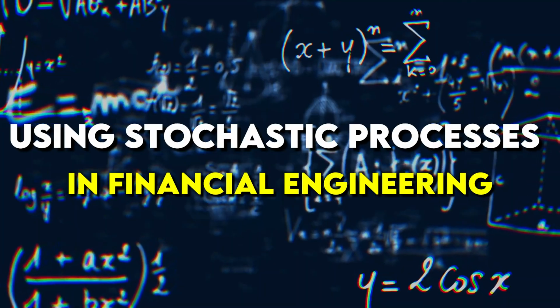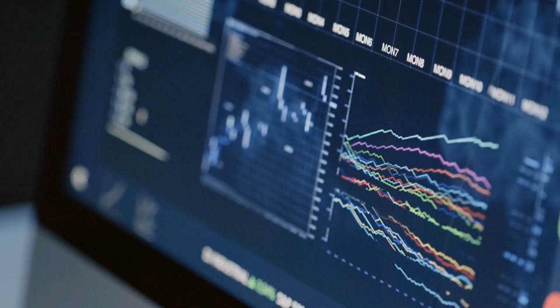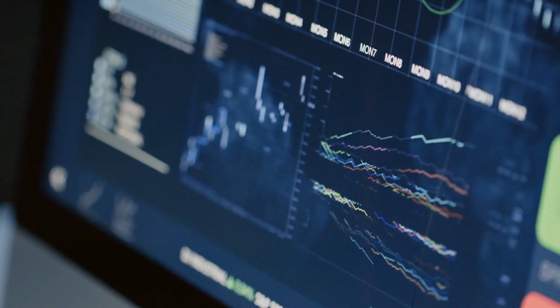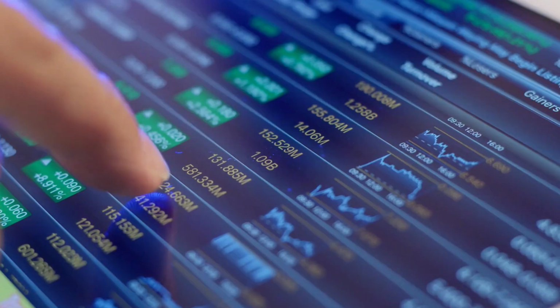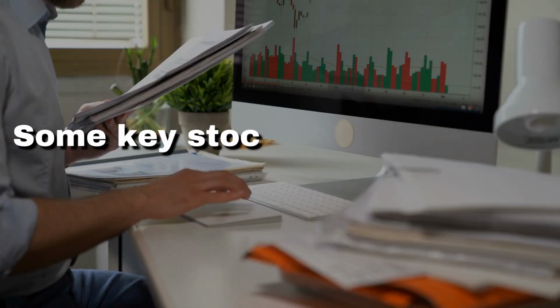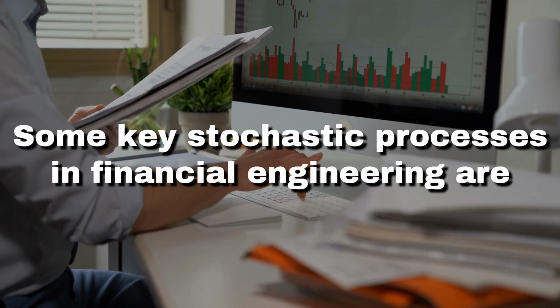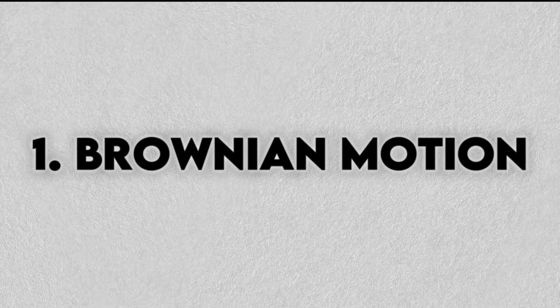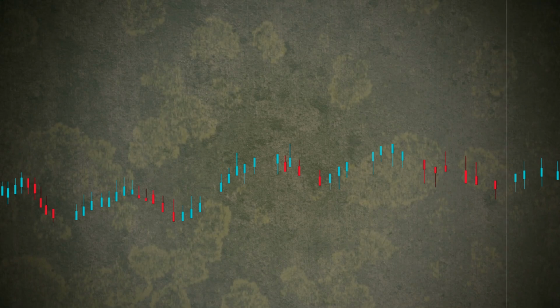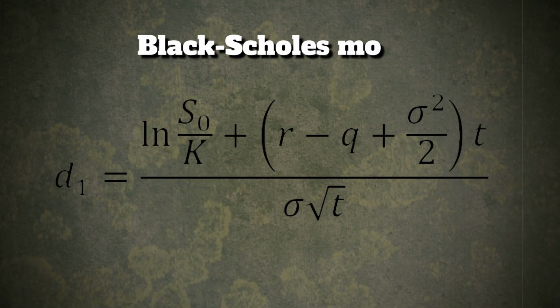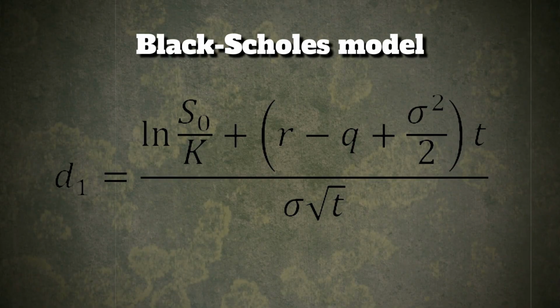Using stochastic processes in financial engineering. Stochastic processes are used to model systems that change over time in unpredictable ways, like financial markets. Some key stochastic processes in financial engineering are: 1. Brownian motion. This is a model that describes random movements, like the ups and downs in asset prices. It's used in the Black-Scholes model, a famous method for pricing options.